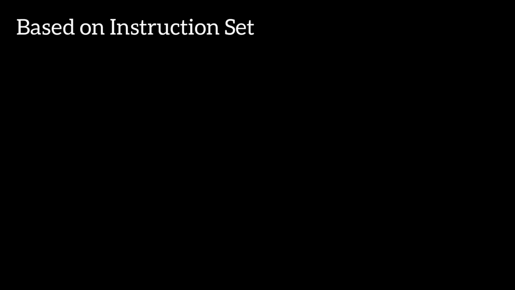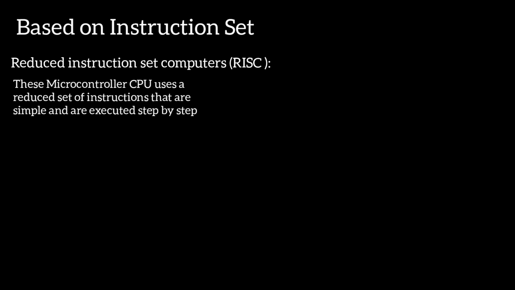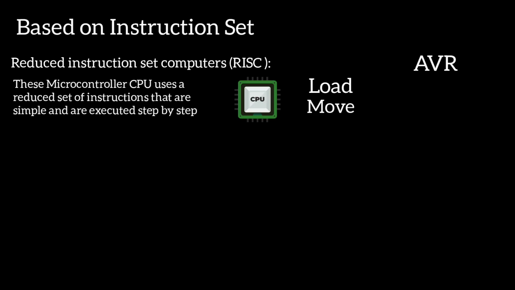There are basically two types in this category: reduced instruction set computers, RISC. These microcontrollers have CPUs that use a reduced set of instructions. That is, the instructions that the CPU uses are in a step-by-step format like load, move, etc. Examples of microcontrollers in this category are AVR, ARM, and PIC.